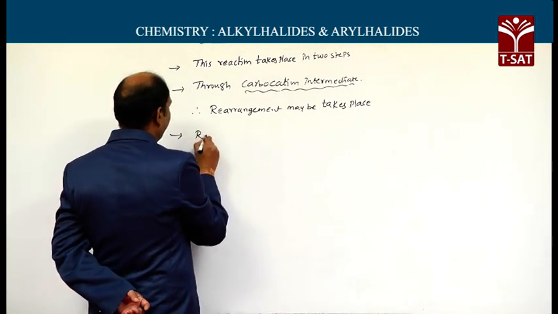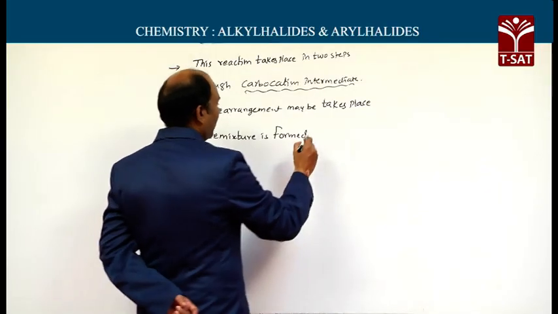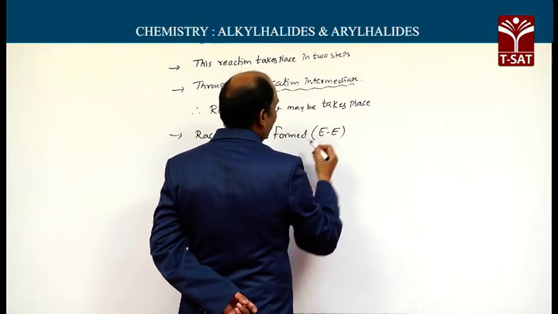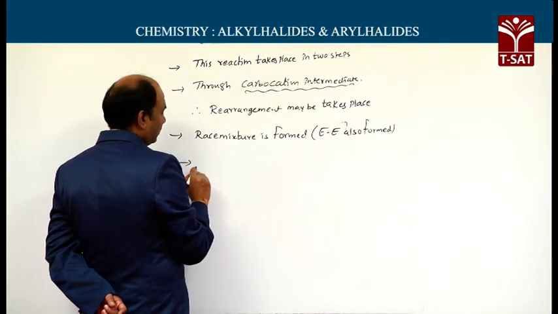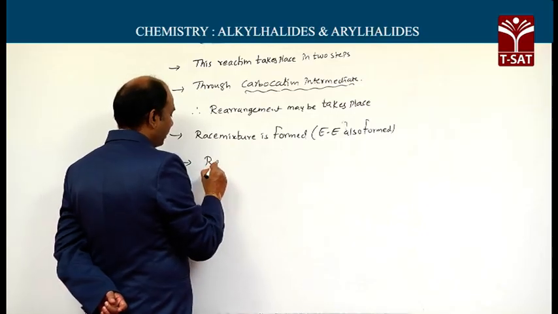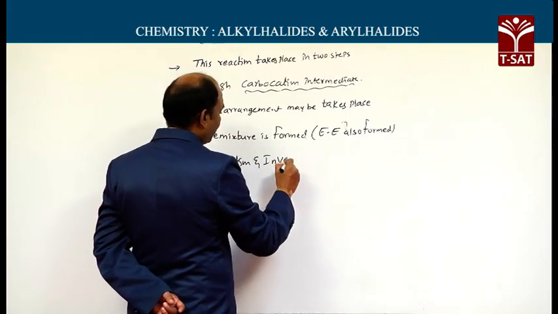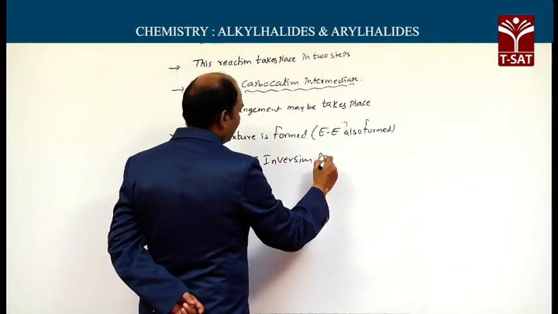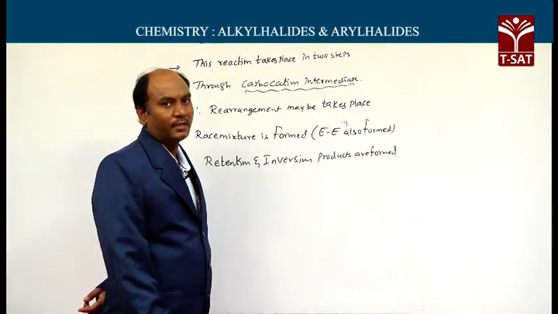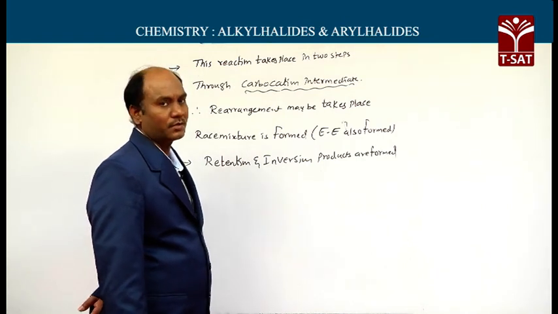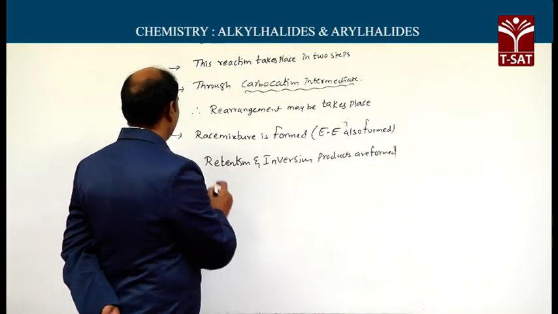That means a racemic mixture is formed. Somewhat enantiomeric excess (EE) is also formed. In this reaction, both retention and inversion products are formed. If the intermediate is a carbocation intermediate, formation of the carbocation is the slow step and the rate determining step. So retention and inversion products are formed.